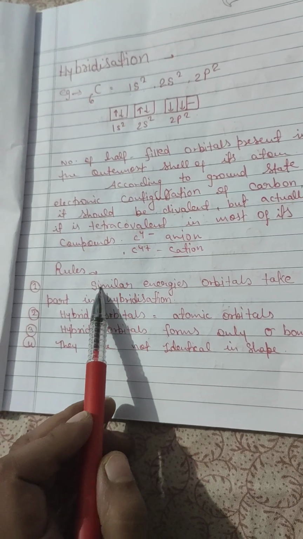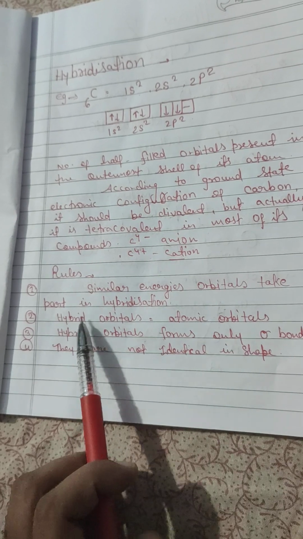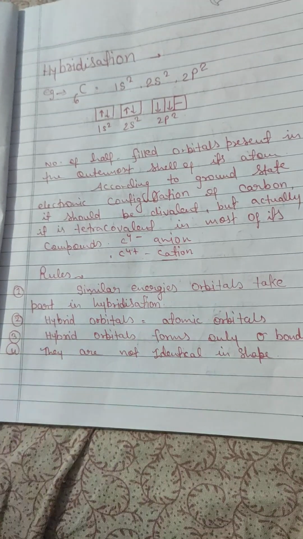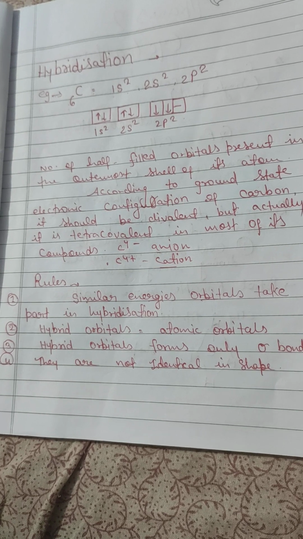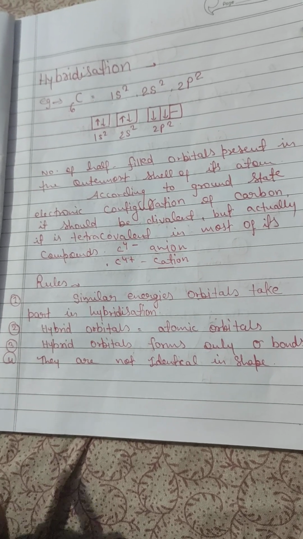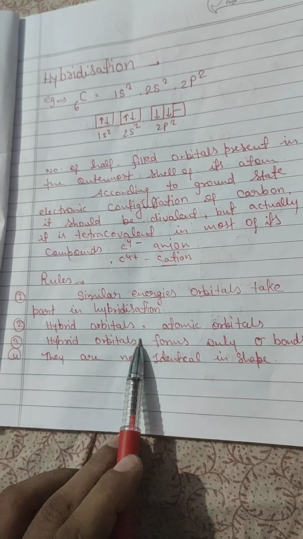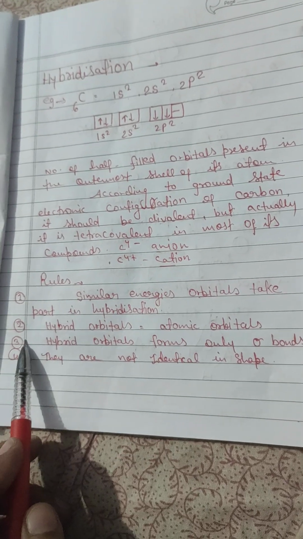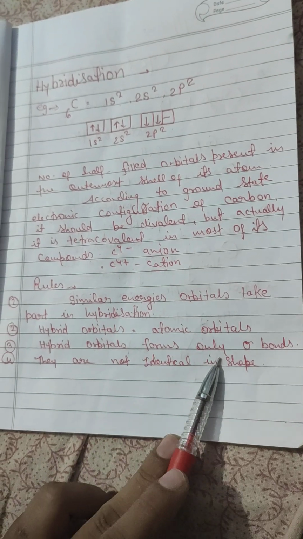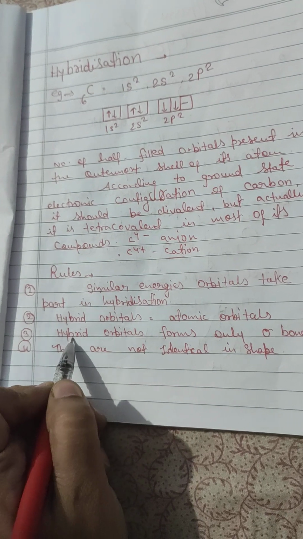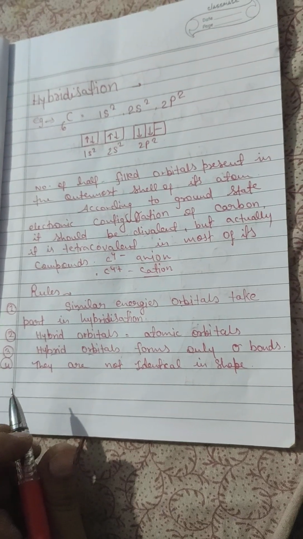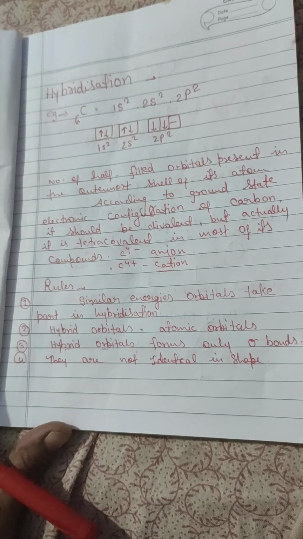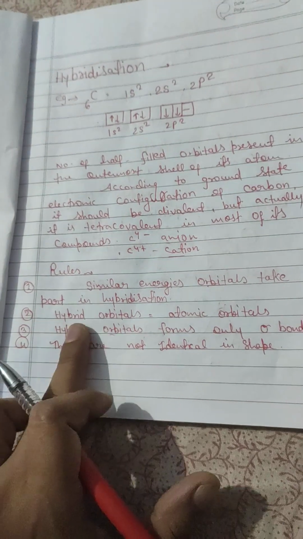What are the rules of hybridization? Rule one: orbitals of similar energy take part in hybridization, not orbitals of different energies. Second: the number of hybrid orbitals is equal to the number of atomic orbitals that mix. Third: hybrid orbitals form only sigma bonds, not pi bonds. Fourth: the hybrid orbitals are not identical in shape. So these are all the rules of hybridization.